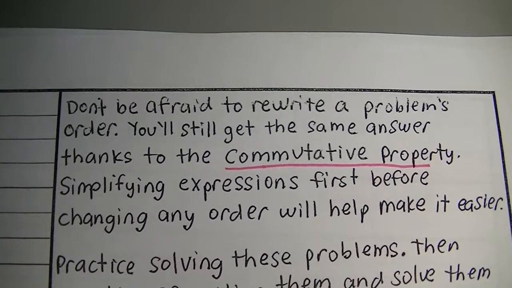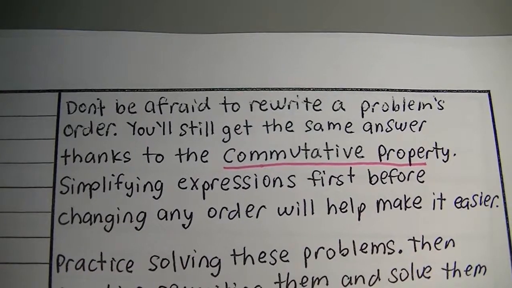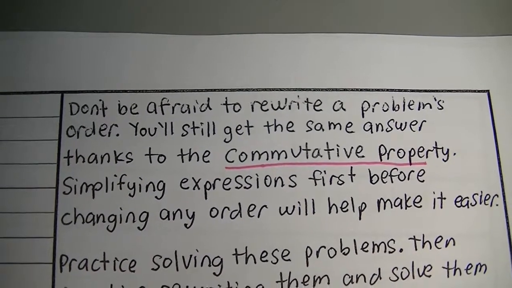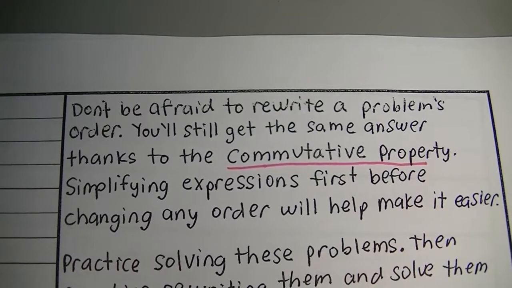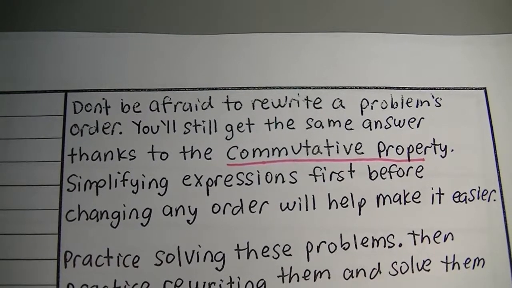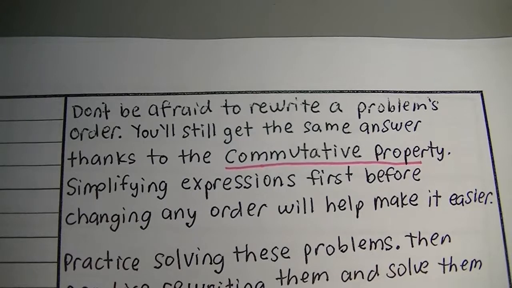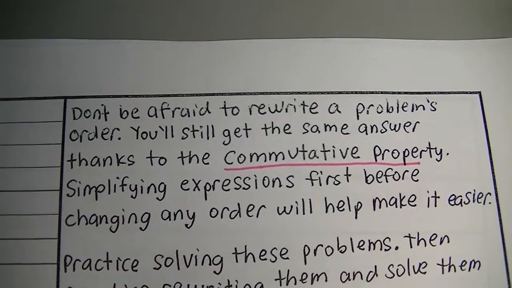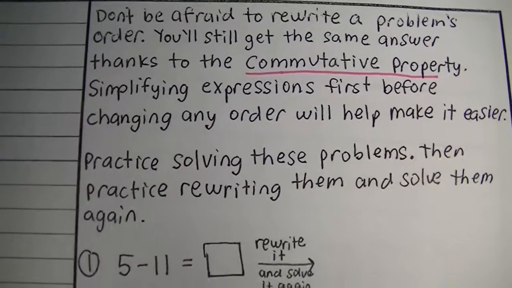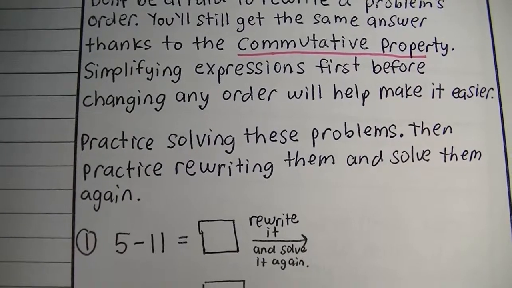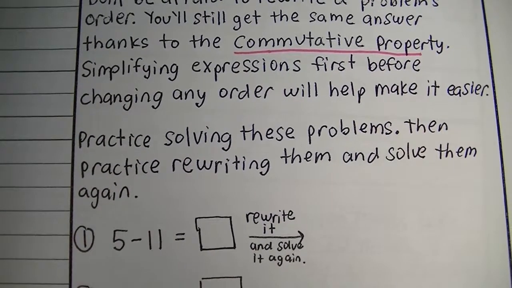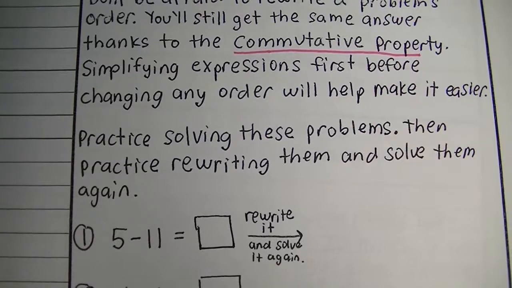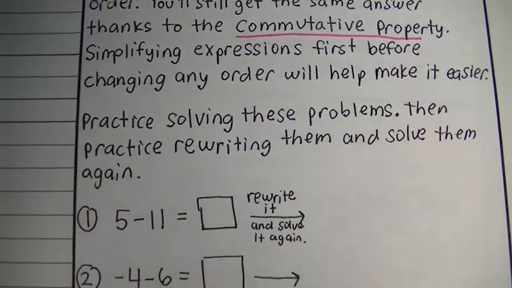I also want you to know that you shouldn't be afraid to rewrite a problem's order. You'll still get the same answer thanks to the commutative property. But just know that if you simplify the expression first before starting to move the numbers around, it might be a lot easier for you, okay? So right here we're going to be practicing solving these problems, and then we'll practice rewriting them and then solving them again. You'll see that you'll get the exact same answer, okay?